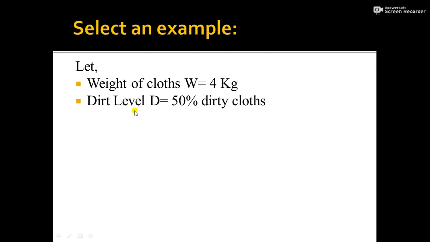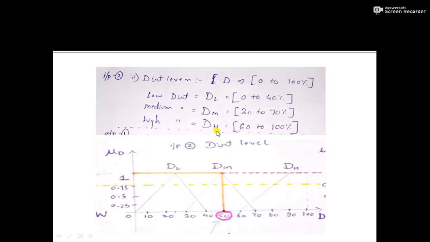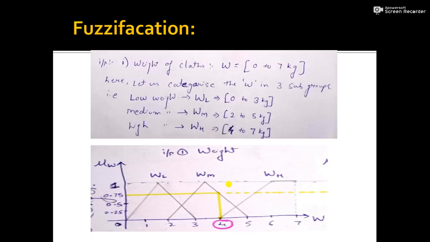Let us consider one example. Let us say that the weight of the cloth is 4 kgs and the dirt level is 50%. Coming back to the input and output parameters, the weight we have considered is 4 kgs. Where is it lying? If we look here, 4 kg is coming in the band of medium weight, with a fuzzy value of 0.75.